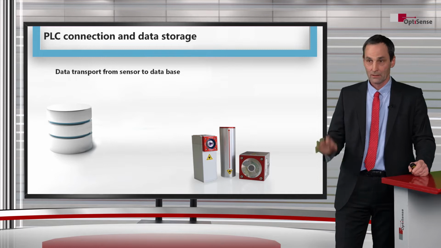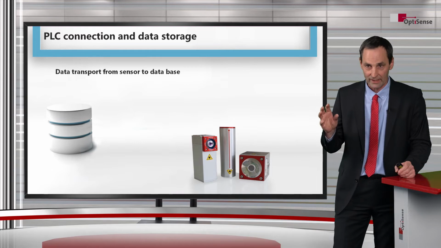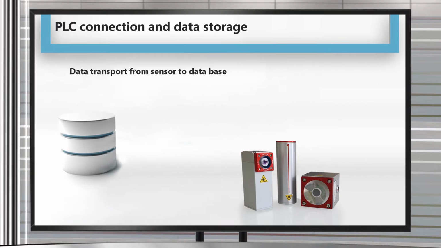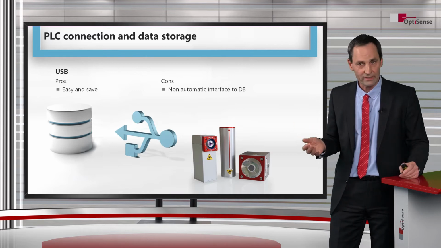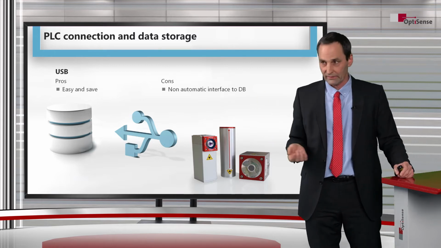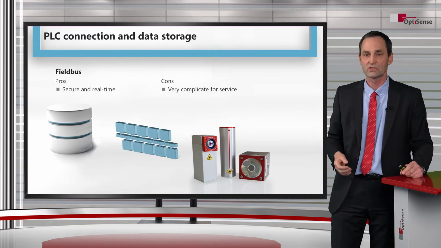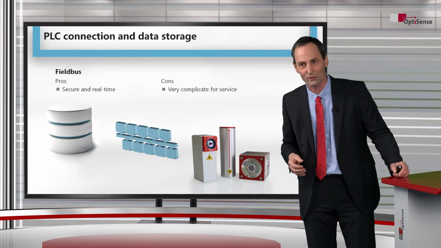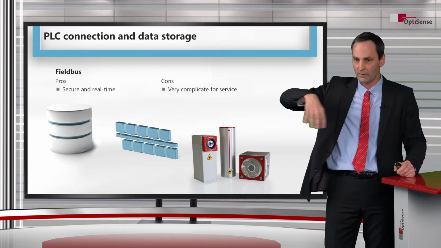Okay, now we come to stage number 3, how to deal with data and how to connect the sensors, these intelligent IIoT sensors, with PLC and with databases. So the first thing, very easy, of course, is you take a USB stick, put it to the sensor controller. It's very easy, it's very safe, but it's non-automatic to put it to the database. The second step, which the system integrators like mostly, is using the PLC. We still have the PLC to run the robot, to run the line.